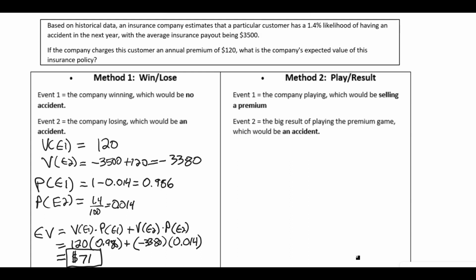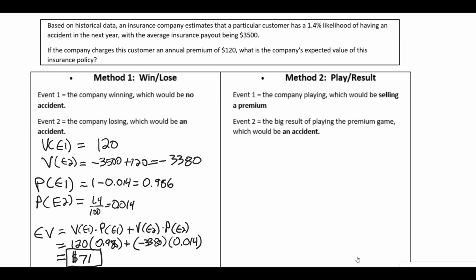Okay, pretty straightforward, but there's a little bit of arithmetic involved. We do have to do how much the payout is and adjust that with how much the insurance premium was, and we have to do the probability of an accident and adjust that for the probability of no accident. Now let me show you the other approach that I like to use. The events are slightly different. Play and result. So event 1 is the company playing the game, which is they sell a premium. So they get started by selling a premium. And the event that's the scary event for them is if there is an accident.